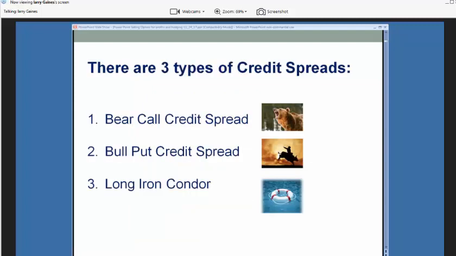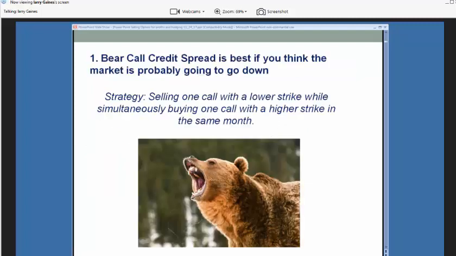So let's look at the three major types. You've got three types of credit spreads. You've got the bear call credit spread, and that's going to be a bearish strategy. And then you've got the bull put credit spread. And then when you combine those two together, you have what we call the long iron condor. So the bear call credit spread is one that you want to use if you think the market's going to go down.